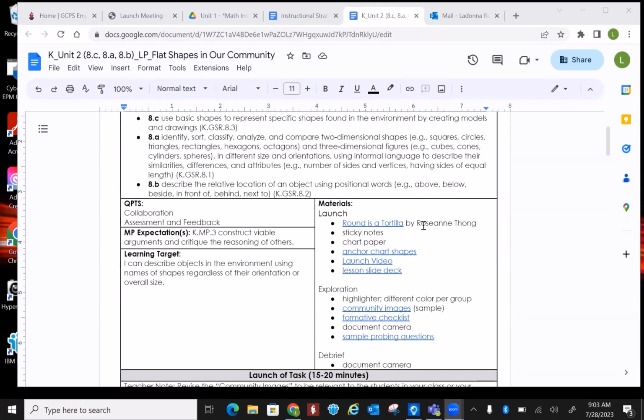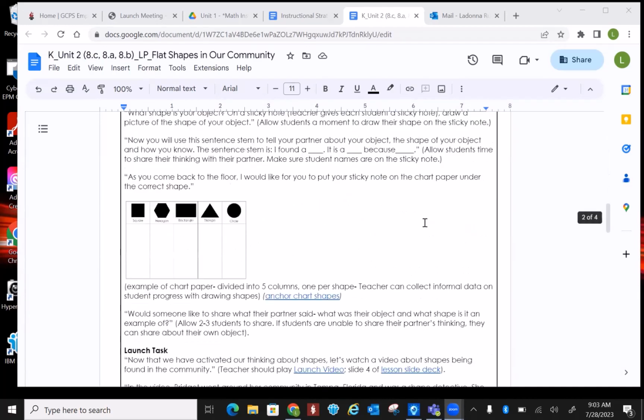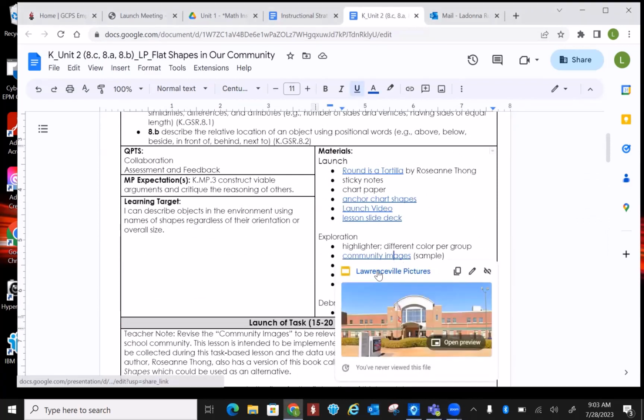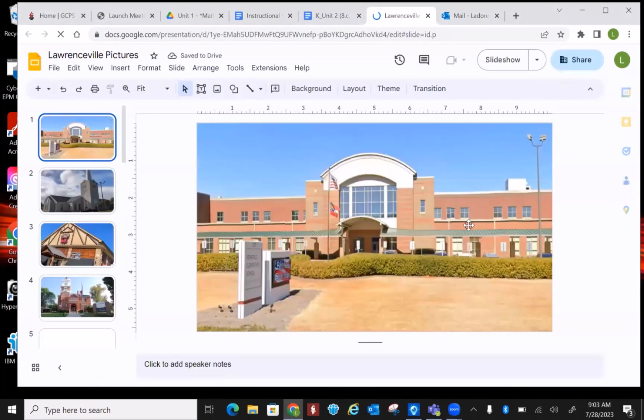If you don't have a copy, that's okay. You could watch it. But in this, they're going to use pictures. Actually, let me go back right up here. They're going to find shapes in your community. So you're going to look at images around your community. This one is geared towards Benefield Elementary and its community.